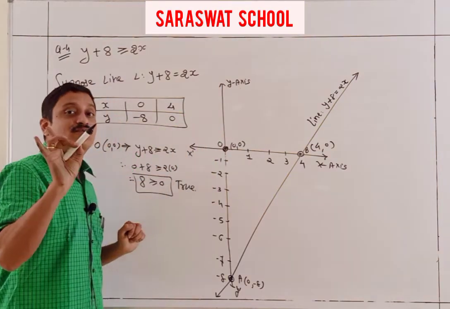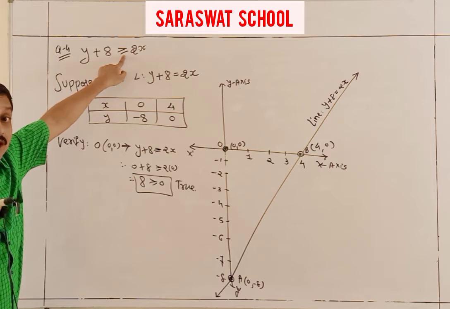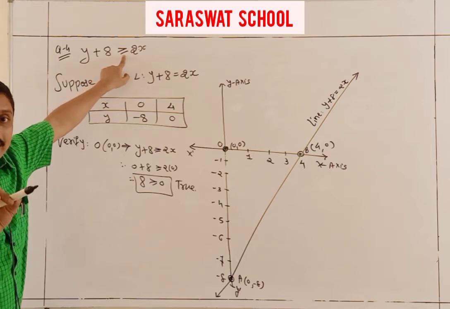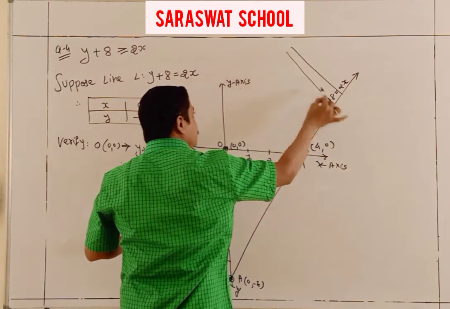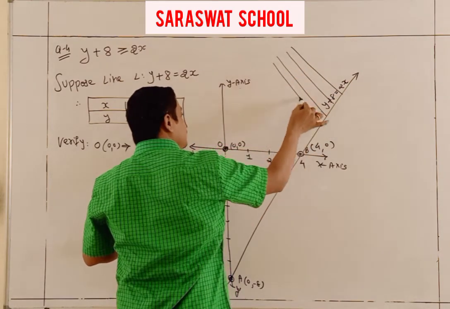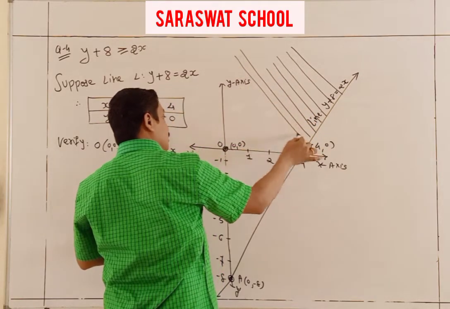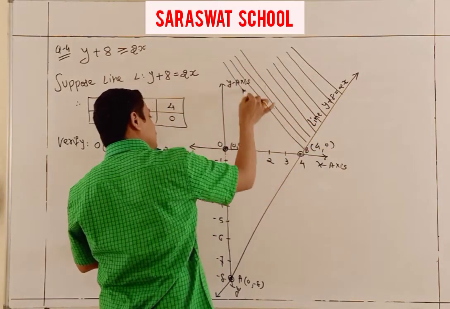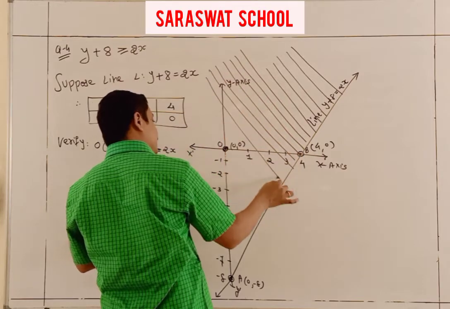But before shading, check greater than or equal to. It means there is no requirement for a dotted line. Only you can make the shading in this way, connected to the line L, and the shading portion is in this form.